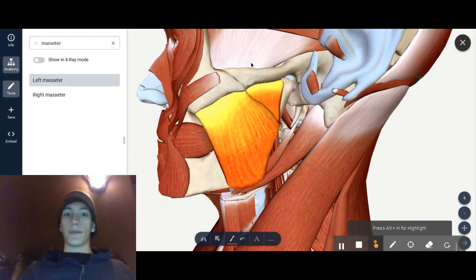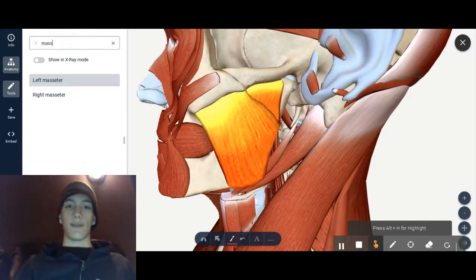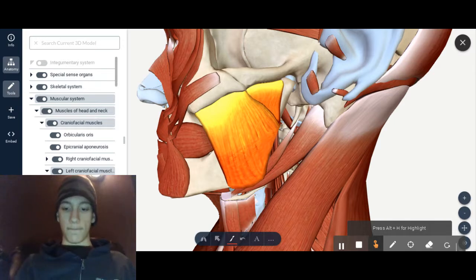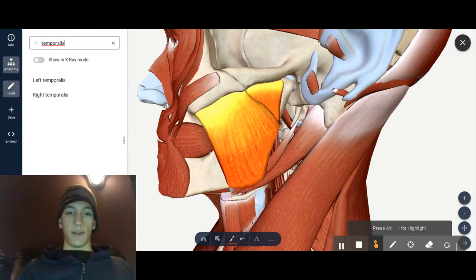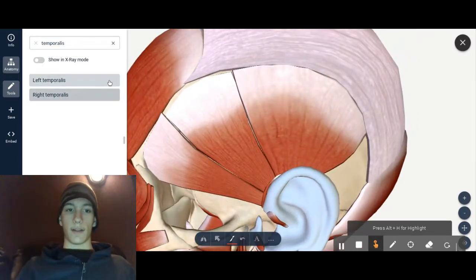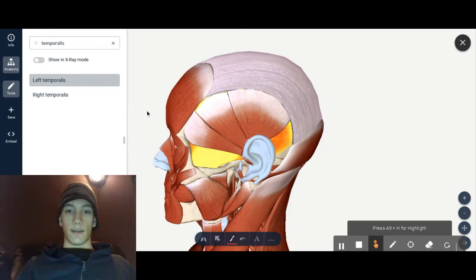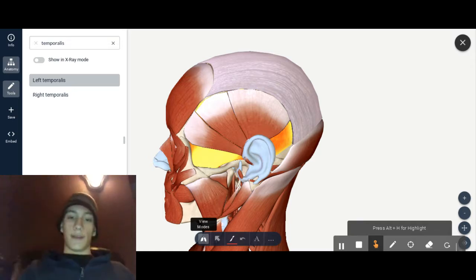Next up, very close, is the temporalis. Oh, oops. Well, that's why we have two, in case Joseph accidentally gets rid of one. So we have the temporalis. And since we're already on the left, let's go to the right. Oh wait, I am on the right, so let's go to the left. Okay, whatever.